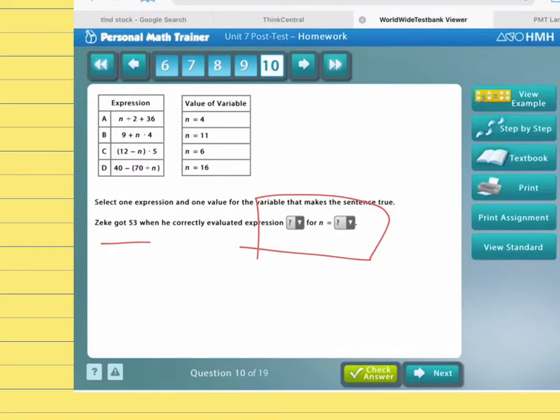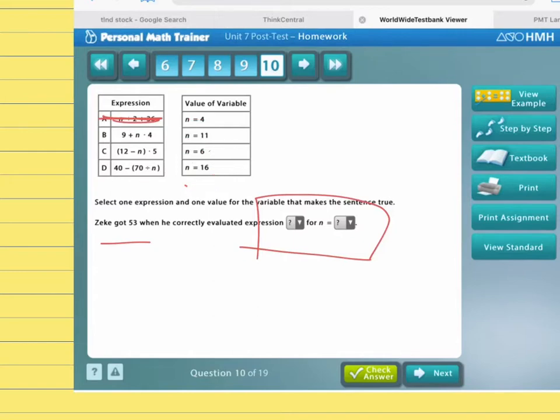Super fun. So we put in 4 for n right there. We get 4 divided by 2 is 2. 2 plus 36, so that doesn't work. Then we plug in 11 for n. 11 divided by 2, we can't do that because that's going to give us a decimal point. So 11 is out. Then 6 divided by 2 is 3. 3 plus 36 is 39. That doesn't work. 16 divided by 2 is 8. 8 plus 36 is not 53. So A will not work for any of the variables. So that's out. We try B.